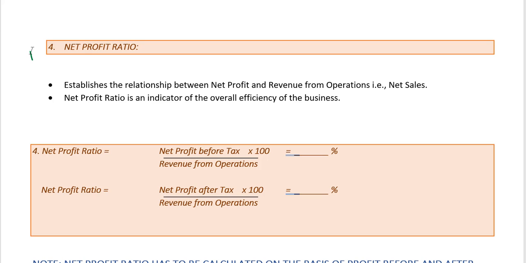The fourth ratio, net profit ratio. It establishes the relationship between net profit and revenue from operations or net sales. Net profit ratio is an indicator of the overall efficiency of the business.